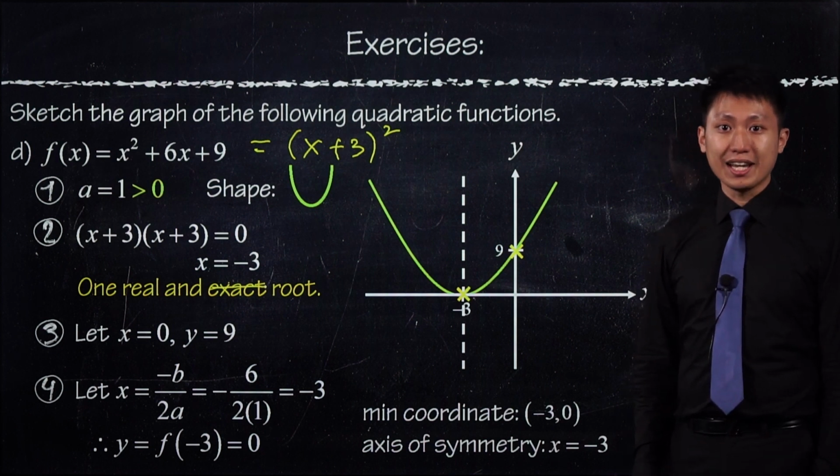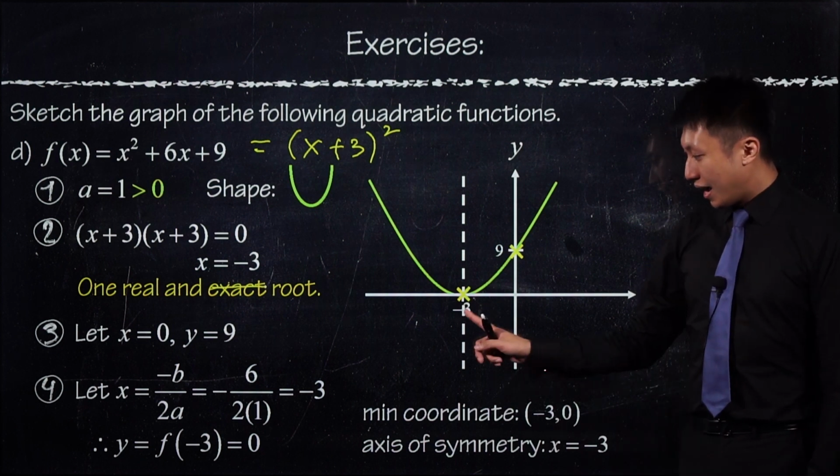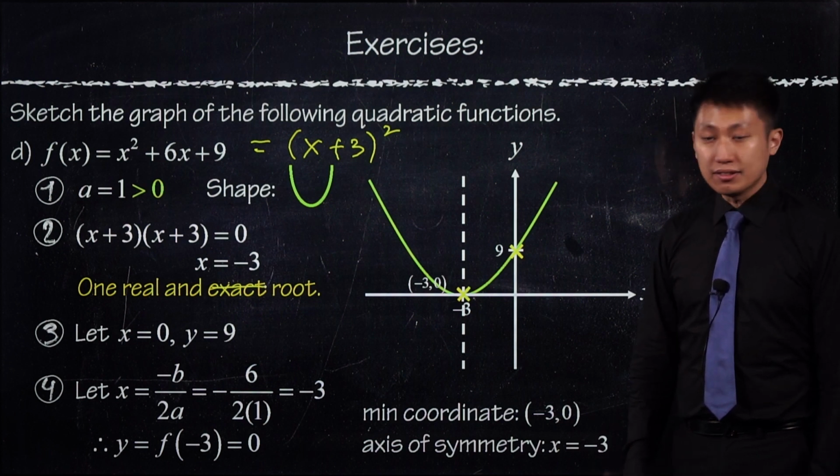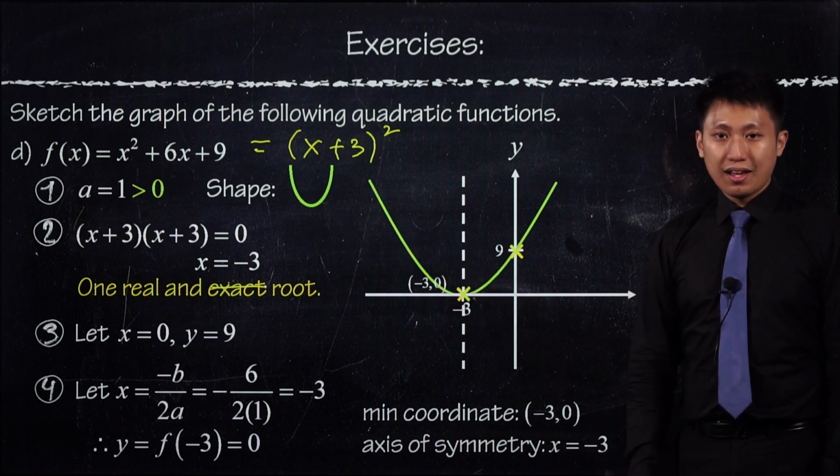Okay, I guess we are done for today. So I gotta label this one. This is (-3, 0), and that's my minimum point, and that's it for today.